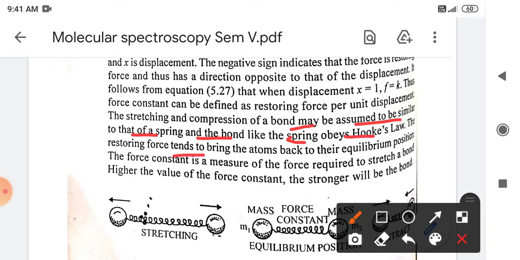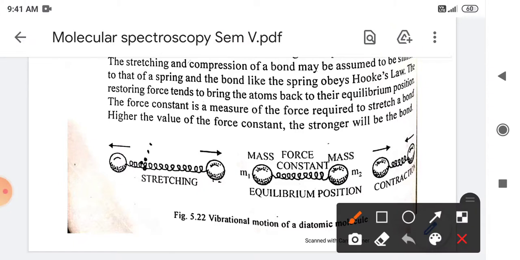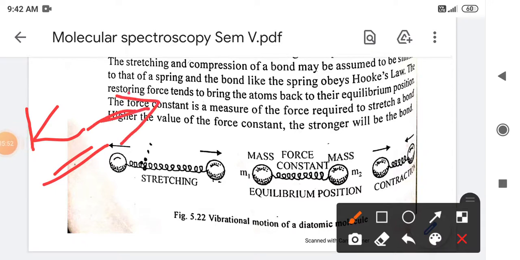Thus the restoring force tends to bring the atoms to their equilibrium position, and the force constant is the measure of the force required to bring about this stretching of a bond. So the higher the value of the force constant, the stronger the bond. The most important thing is the magnitude of this force constant: the higher it is, the stronger the bond will be.